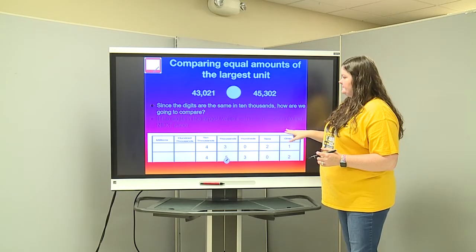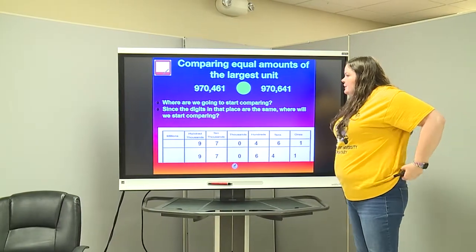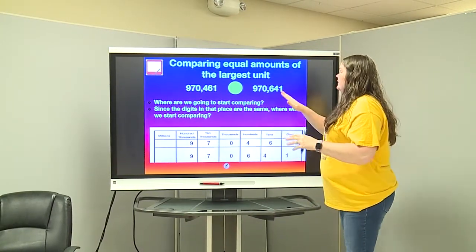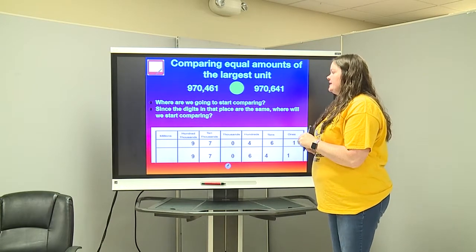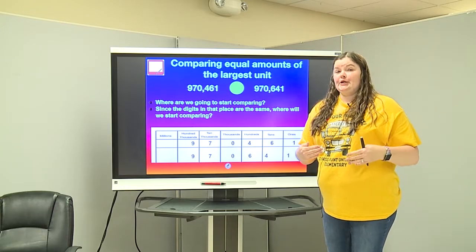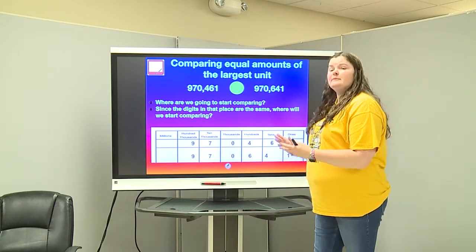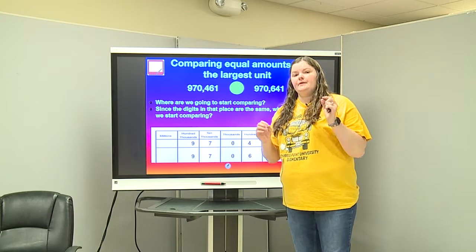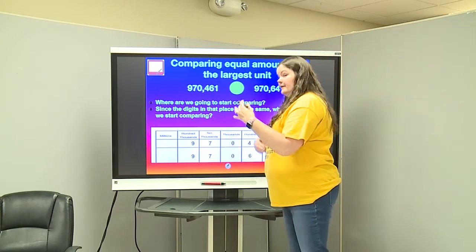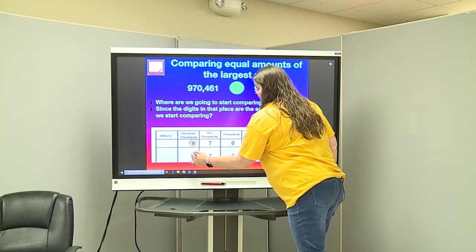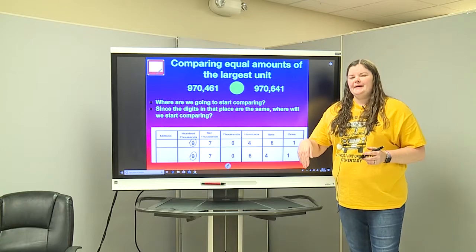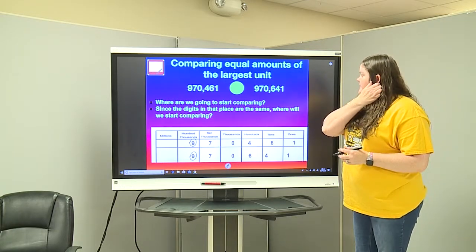Good job, you guys. Okay, so let's look at these two numbers: 970,461 compared to 970,641. The first question says, where are we going to start comparing? If you remember, I said earlier, we always start in the largest place value. The largest place value of these two numbers is the 100,000s place. So I've got 900,000s compared to 900,000s. I see that they're the same.